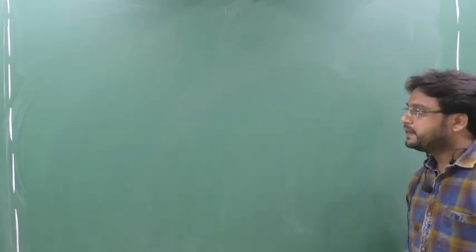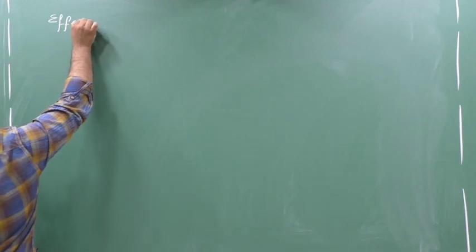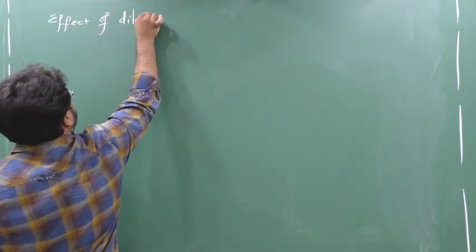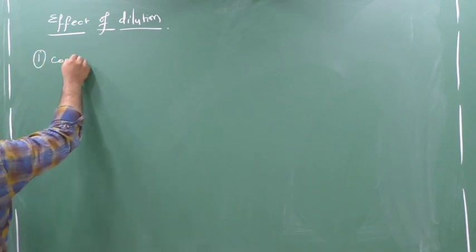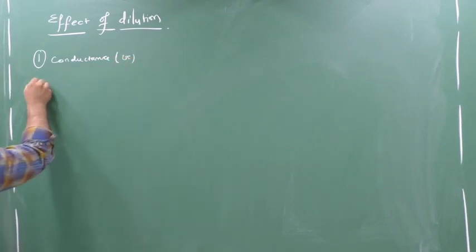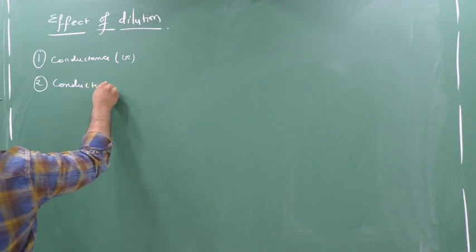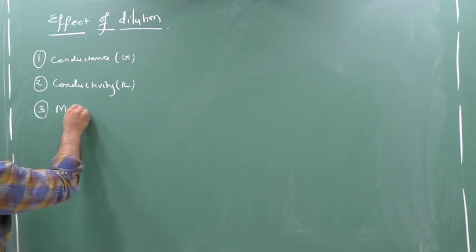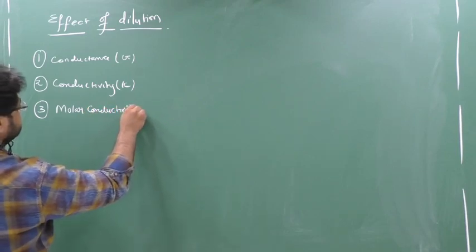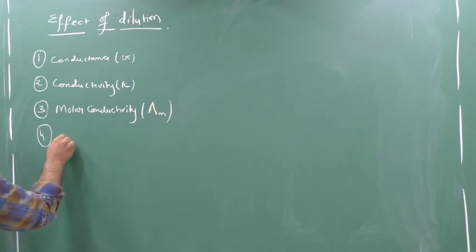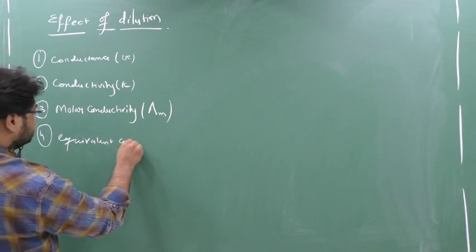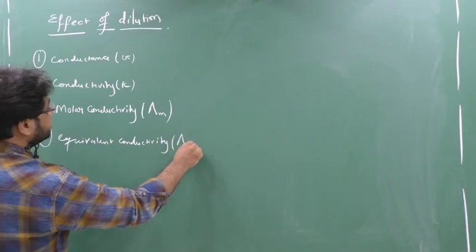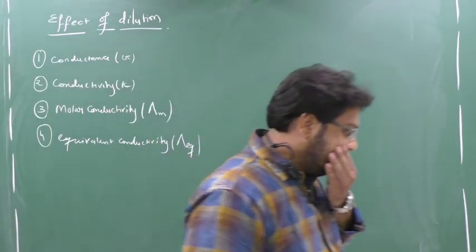Hello, today we are going to start the next topic in electrochemistry, and the topic name is effect of dilution. We are going to see the effect on conductance, that is G. Then on conductivity, that is K. Then on molar conductivity, that is lambda m. Then equivalent conductivity, lambda EQ. So we are going to study the effect of dilution.